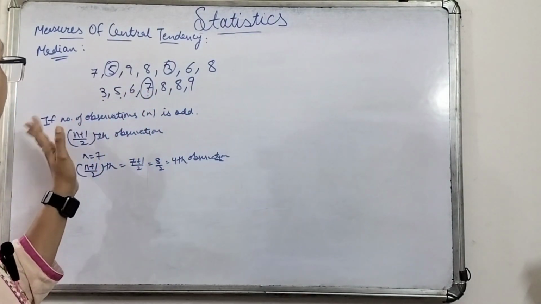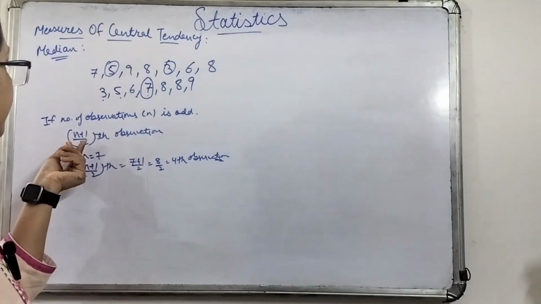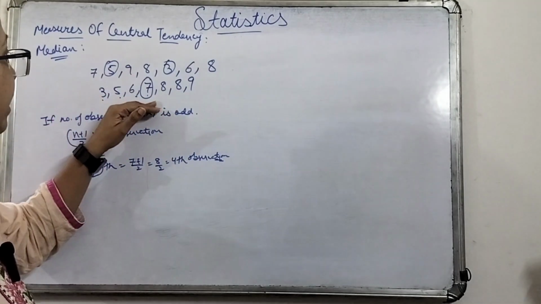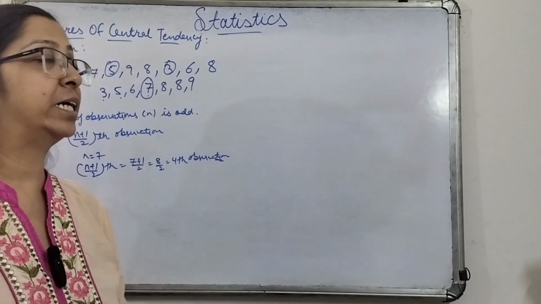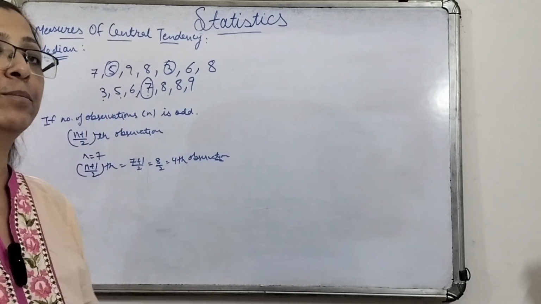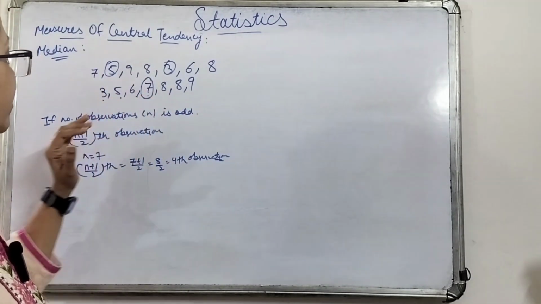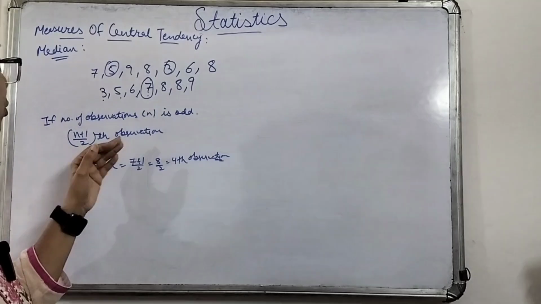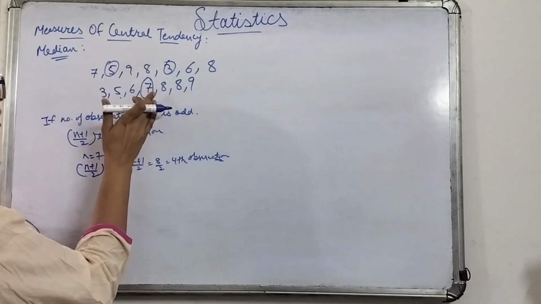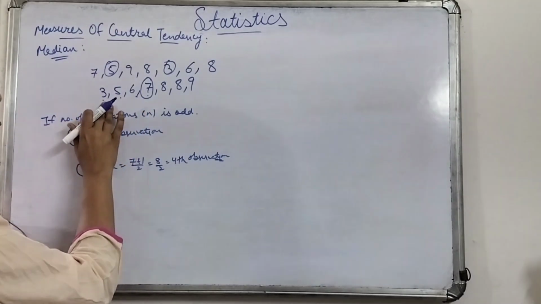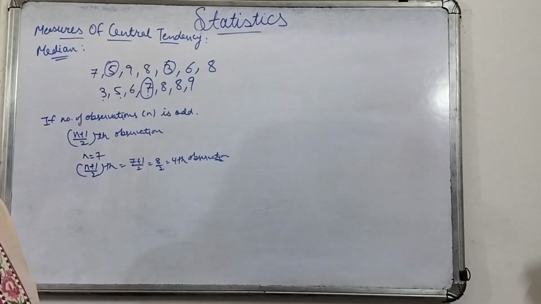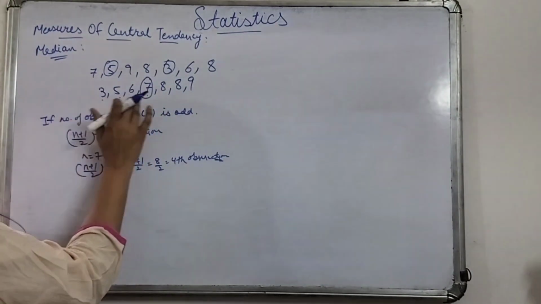So if the number of observations is odd, in that case the (n plus 1) by 2th observation will be the median. Here first of all we are arranging all the data in ascending order. Once we have arranged it in ascending order, we will check how many observations there are. If the number of observations is odd, then the (n plus 1) by 2th observation will be the median. See over here, this is dividing. On the left side there are 3 observations. On the right side also there are 3 observations. That means this is the middlemost observation, dividing into exactly 2 parts.